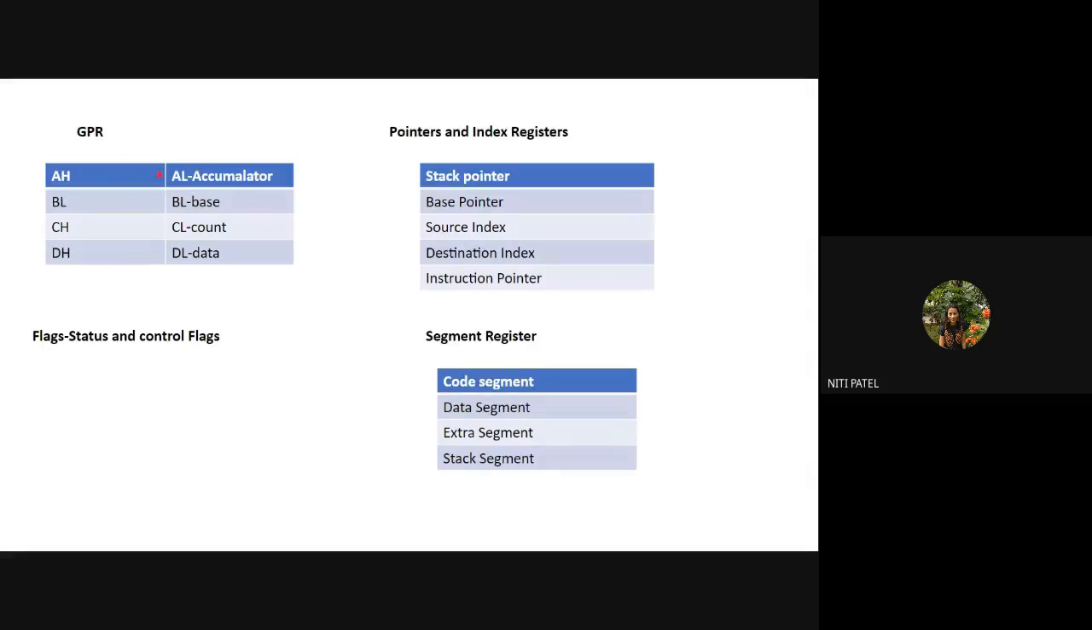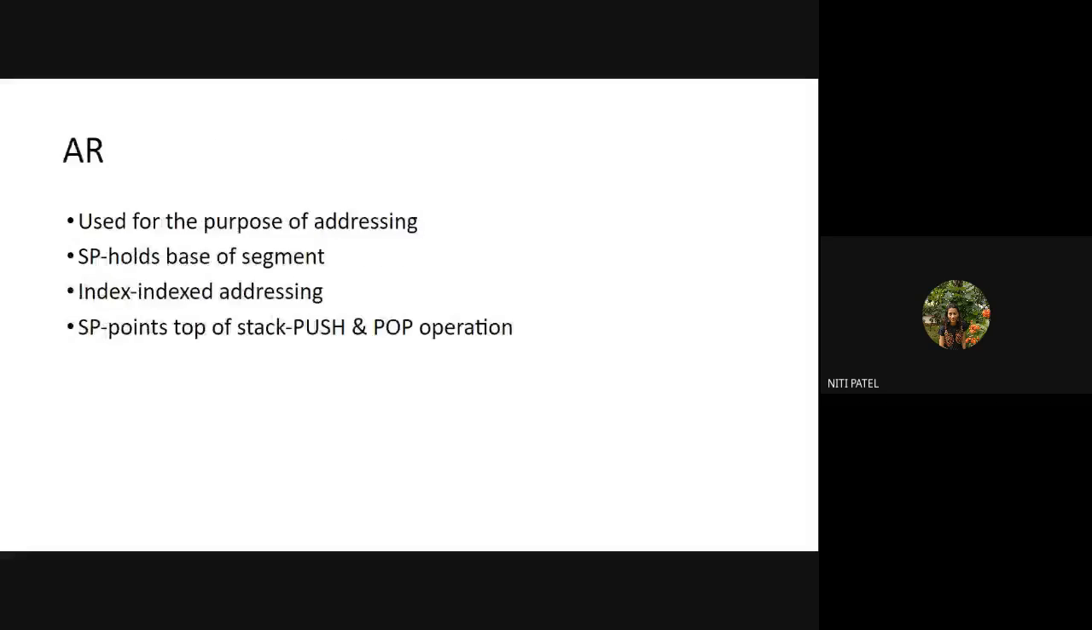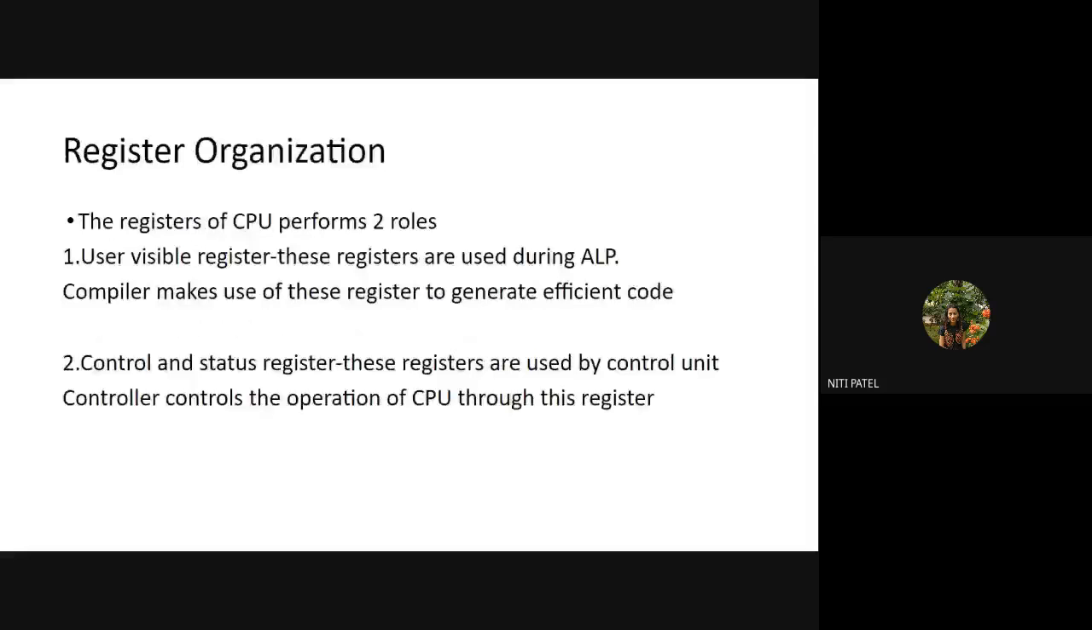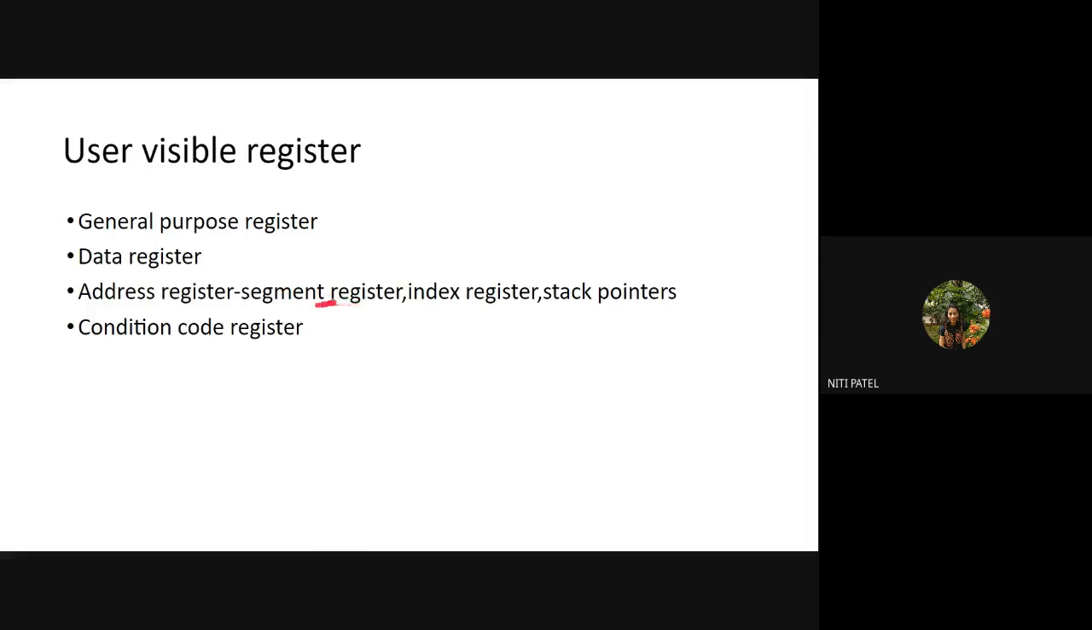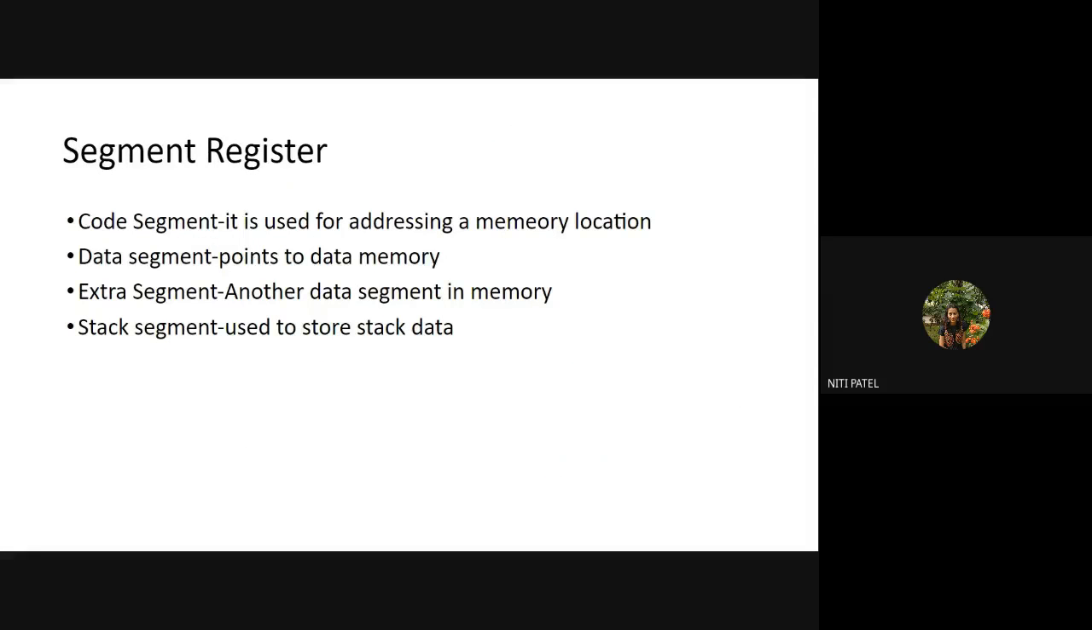Okay. Now next we will be doing the segment register. The segment register is part of what? It is a part of your address register. Do you remember? Yes, segment registers are part of your address register. So let us see which are the different types of segment registers. We have CS, DS, ES, and SS. What is CS? Code segment. DS, data segment. ES, extra segment. SS, stack segment. Okay. Now, do you know what is stack?